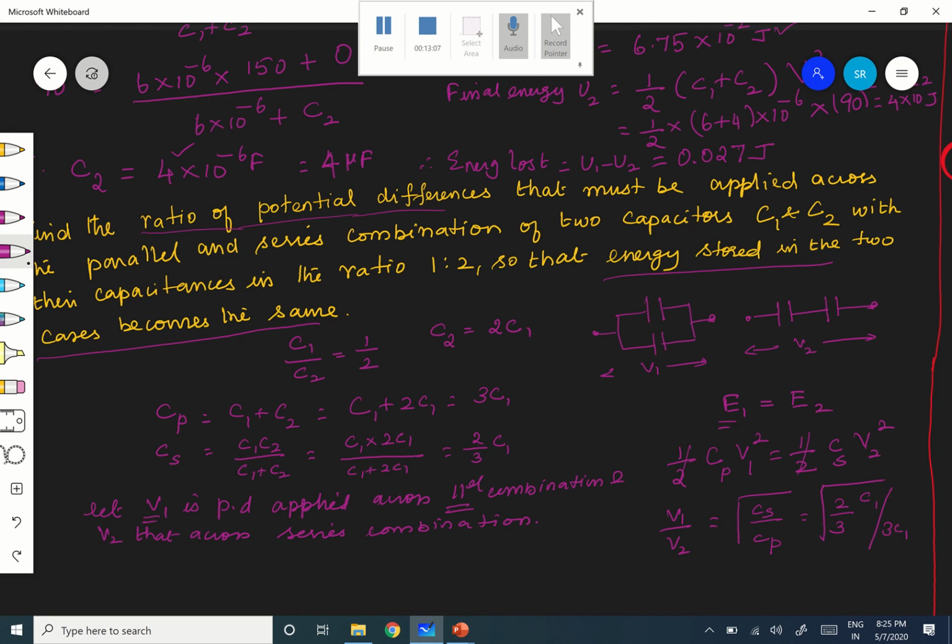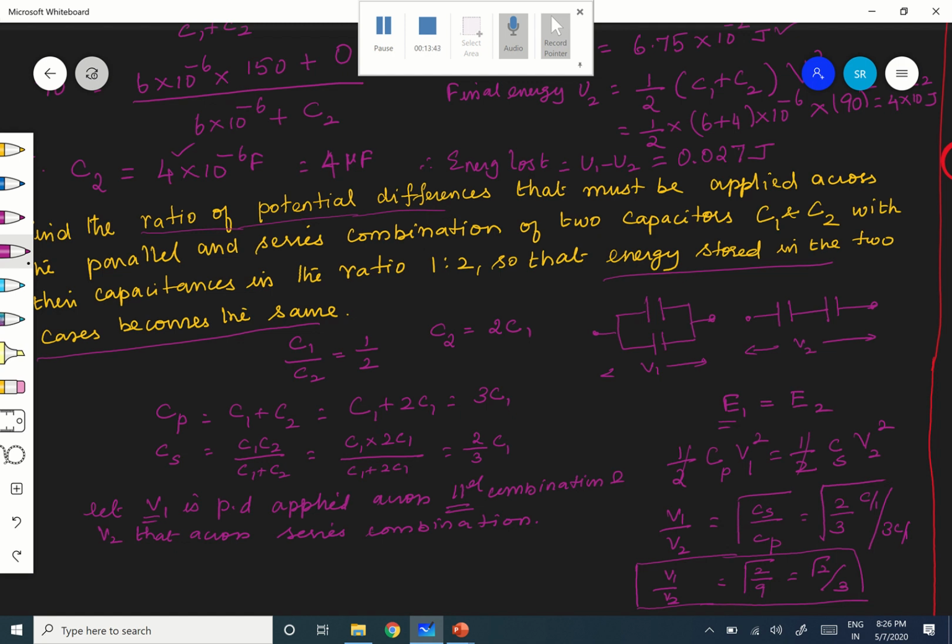Therefore, what is the value here? It is root 2 by 9. C1 will cancel. Therefore, it is root 2 by 9, which is equal to root 2 by 3. This is V1 by V2. This is the CBSE board question. That's it.